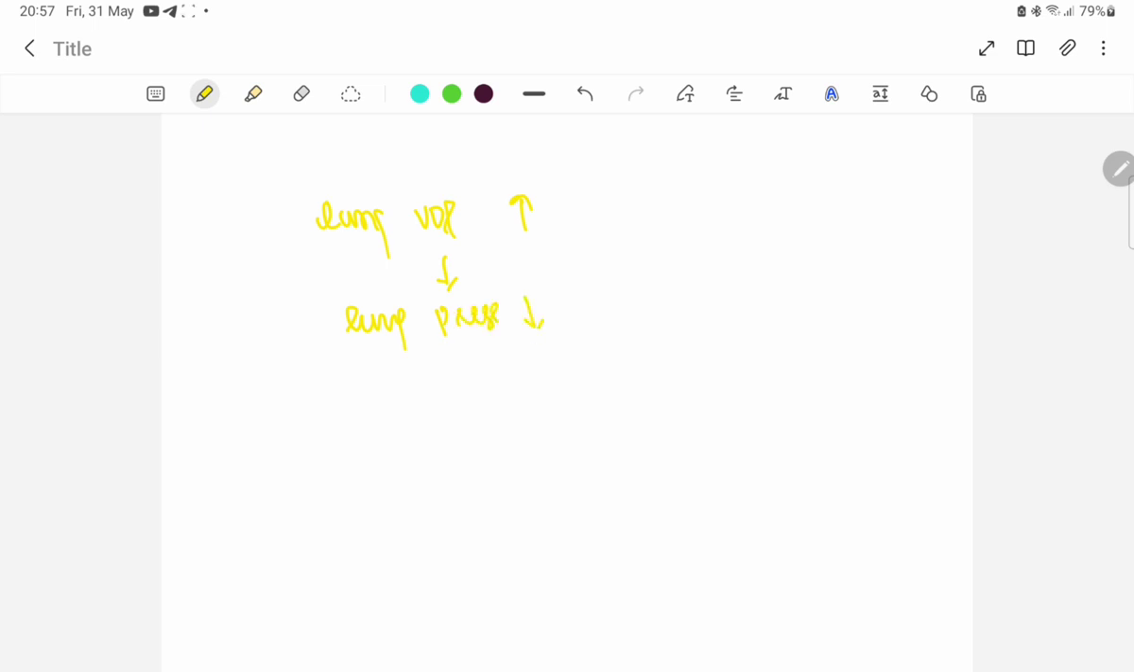If lung pressure is lesser, than which pressure? It is lesser than atmospheric pressure. 1 atmospheric pressure is equal to 760 millimeters of mercury, isn't it? So lung pressure is less than 1 atmospheric pressure. So what will happen? The gases will move from high concentration to low concentration. Now where is the high concentration? The high concentration is in the atmosphere. That is why gas enters from the atmosphere into the lungs. That is called inspiration.